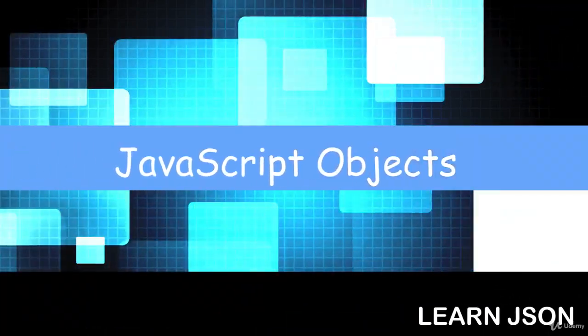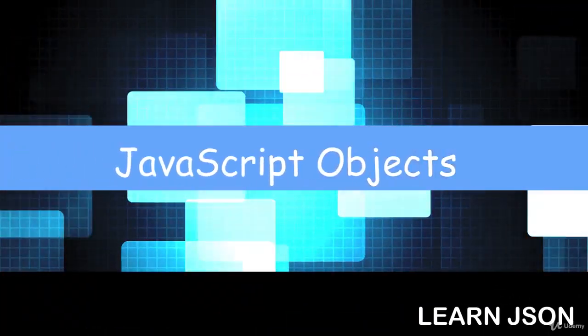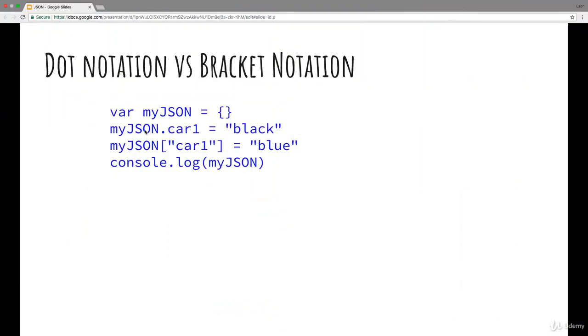So there is a difference between the dot notation and the bracket notation. In JavaScript, we see that we can return back and we can assign those values. So if we do myJSON.car1 or myJSON bracket, quote, car1, and assign a value to it, they're both the same. It's two different ways of assigning values in JavaScript.